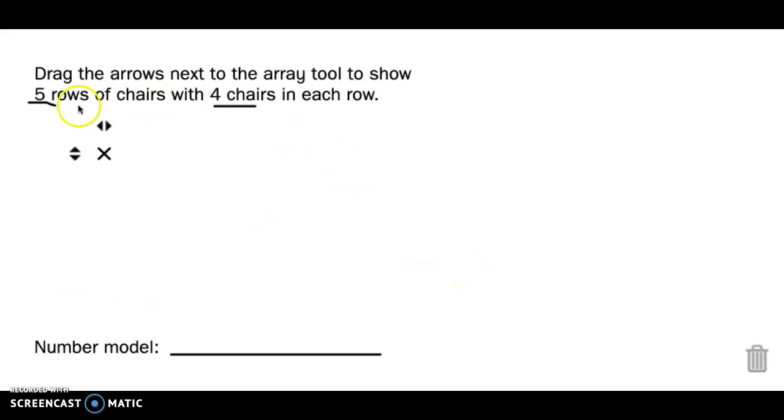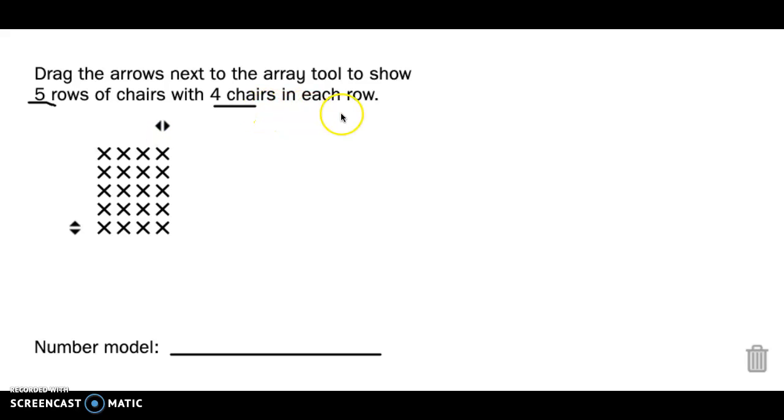All right, if you are back, you have 1, 2, 3, 4, 5 chairs. And there's 1, 2, 3, 4 chairs in each row. Here's row 1, 1, 2, 3, 4. Here's row 2, 1, 2, 3, 4. 5 rows, 1, 2, 3, 4, 5, 4 chairs in each.